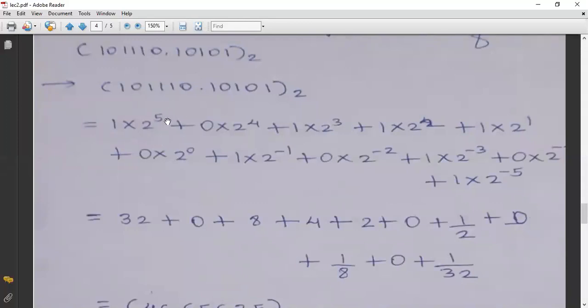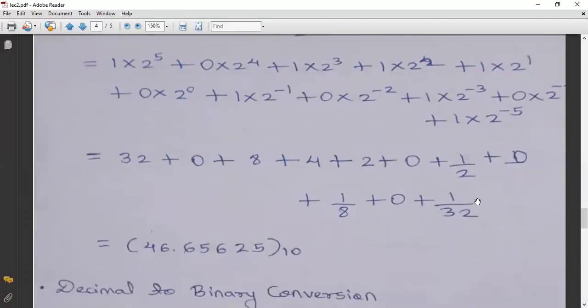We know that 1 into 2 raised to 5 is nothing but 32 and 0 into 2 raised to 4 is 0. Here it is 8 plus 4 plus 2 plus 0 plus 2 raised to minus 2 is nothing but 1 by 2 plus 1 into 2 raised to minus 3 is 1 by 8. 1 into 2 raised to minus 1 is 1 by 2 and 0 into 2 raised to minus 2 is 0. 1 into 2 raised to minus 3 is 1 by 8 plus 0 plus 1 into 2 raised to minus 5 is 1 by 32.